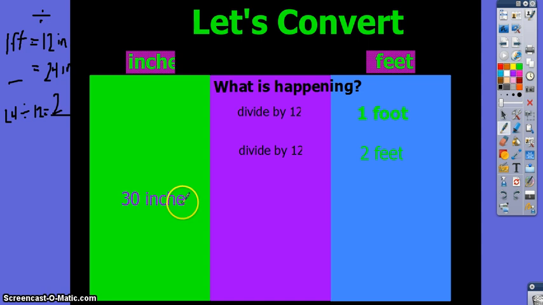Okay, let's try this one. We have 30 inches, and we want to know how many feet that equals. Okay, so if 1 foot equals 12 inches, then 2 feet equals what? Let's erase this piece right here. Okay, so we have 30 inches, and we want to know how many feet that is.